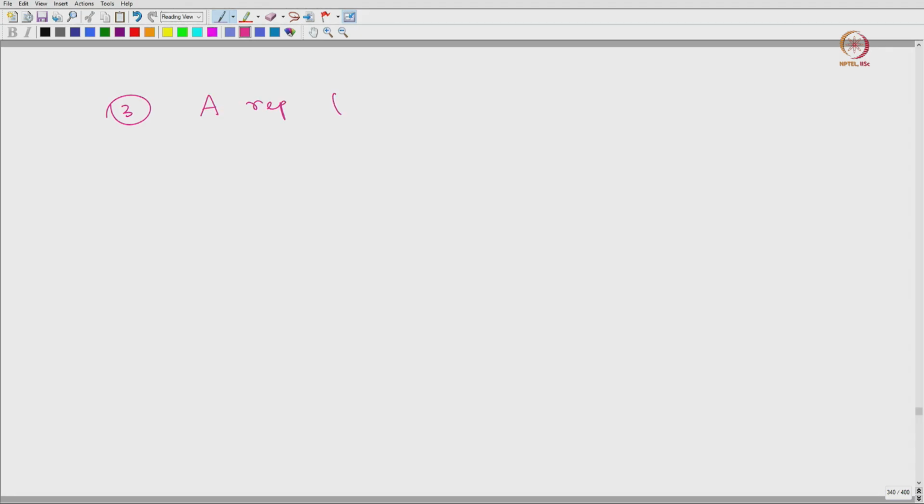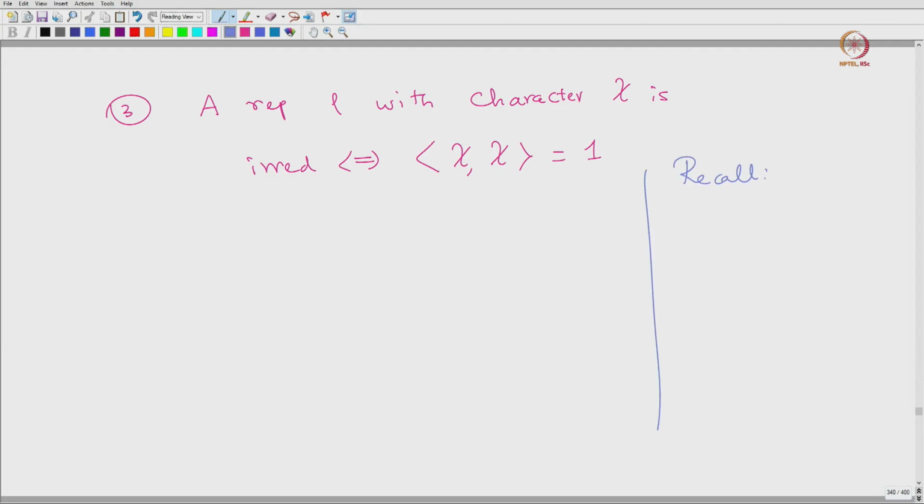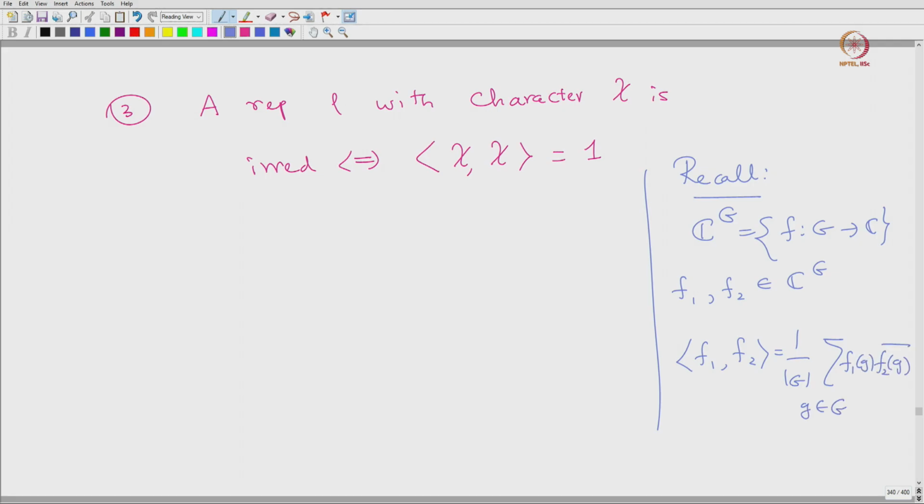We say a representation rho, with the character chi, is irreducible if and only if the inner product of chi with chi is 1. Recall the inner product defined on the space of complex valued functions on G. Given any two functions f1, f2 from this space, the inner product of f1 and f2 is defined to be the average sum: you divide by the cardinality of G, then take the summation of f1(g) times f2(g) bar, where g runs over all of G. So, this is the inner product.